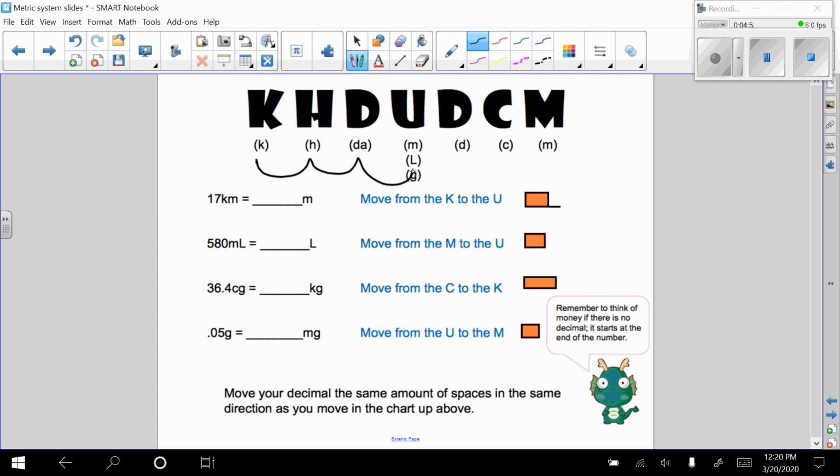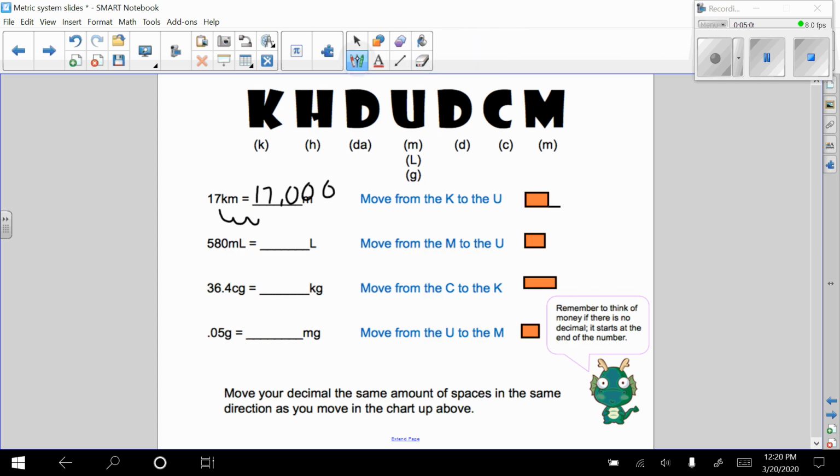So if there's nothing there after the 17 and I have to move 3 spots, that means I have to add in 3 zeros. That means my answer is going to be 17,000 meters.